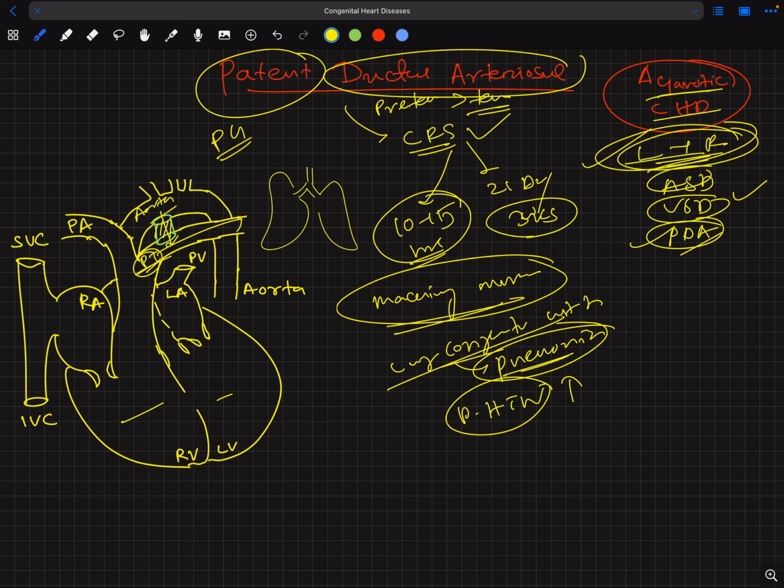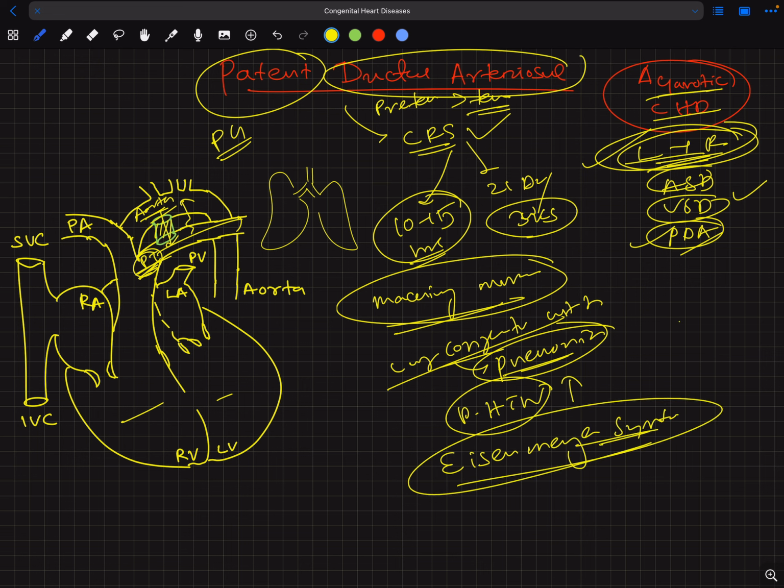That will increase the pressure in the lungs and in the pulmonary trunk, and now there is more pressure in the pulmonary trunk than the aorta. So there will be shunt reversal. Now the blood will flow from the pulmonary trunk to the aorta. When there is shunt reversal, we call it Eisenmenger syndrome. Eisenmenger syndrome is seen in ASD, VSD and PDA. It is most commonly seen in VSD greater than PDA greater than ASD. We have discussed Eisenmenger syndrome earlier. In patent ductus arteriosus, there will also be development of Eisenmenger syndrome in the long run.